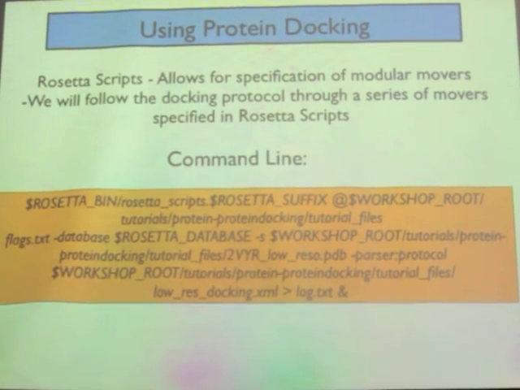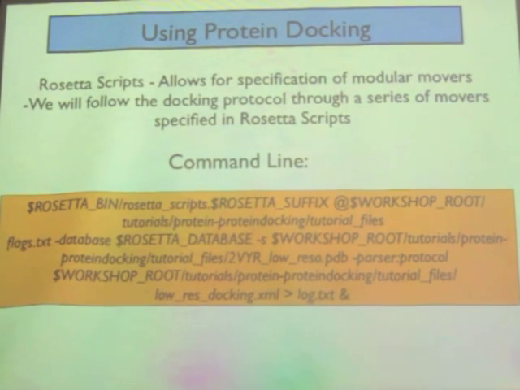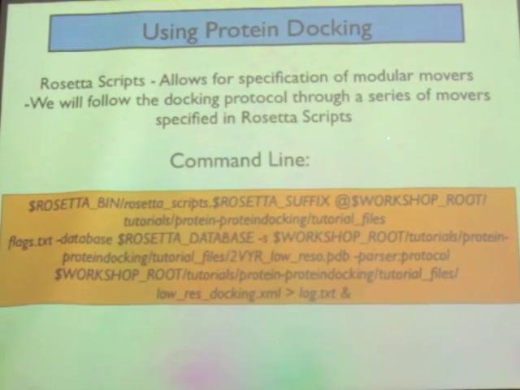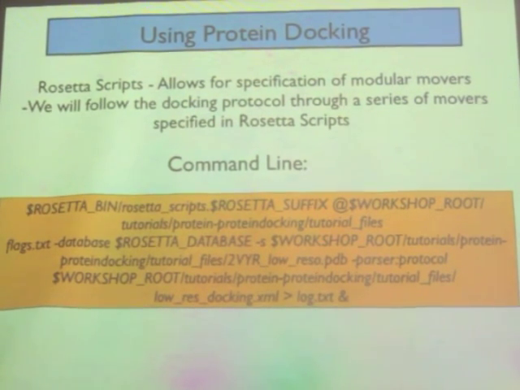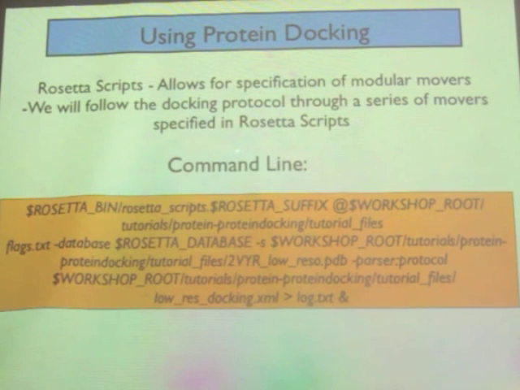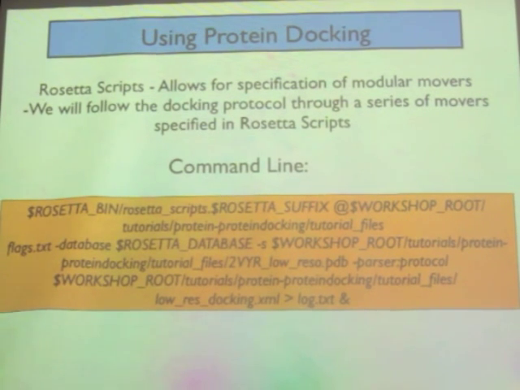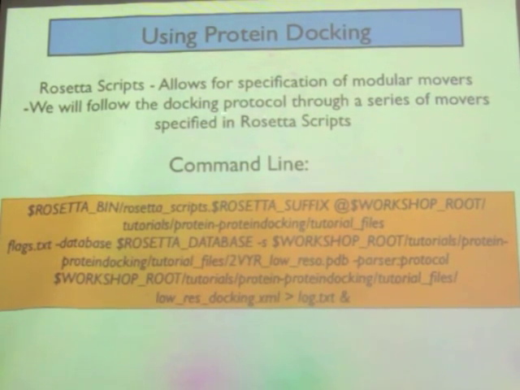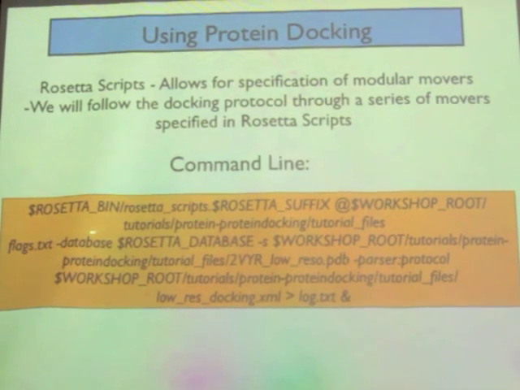Now, if we want to change anything in the protocol, we'd have to hard code it in. Like if we wanted to do an extra amount of minimization steps, we'd have to hard code it in. But if we use the modular movers, we can simulate the Rosetta docking protocol in Rosetta Scripts, and Rosetta Scripts just means the modular way of putting together movers to simulate a protocol. And if it's not in Rosetta Scripts, the application you'd like to be using, I bet it will be soon.